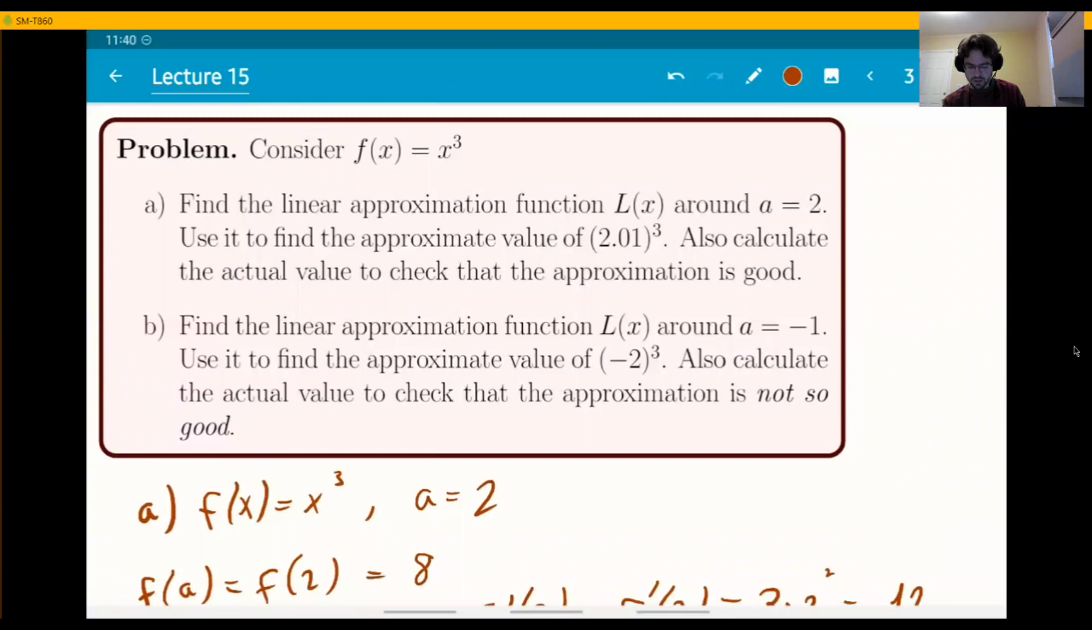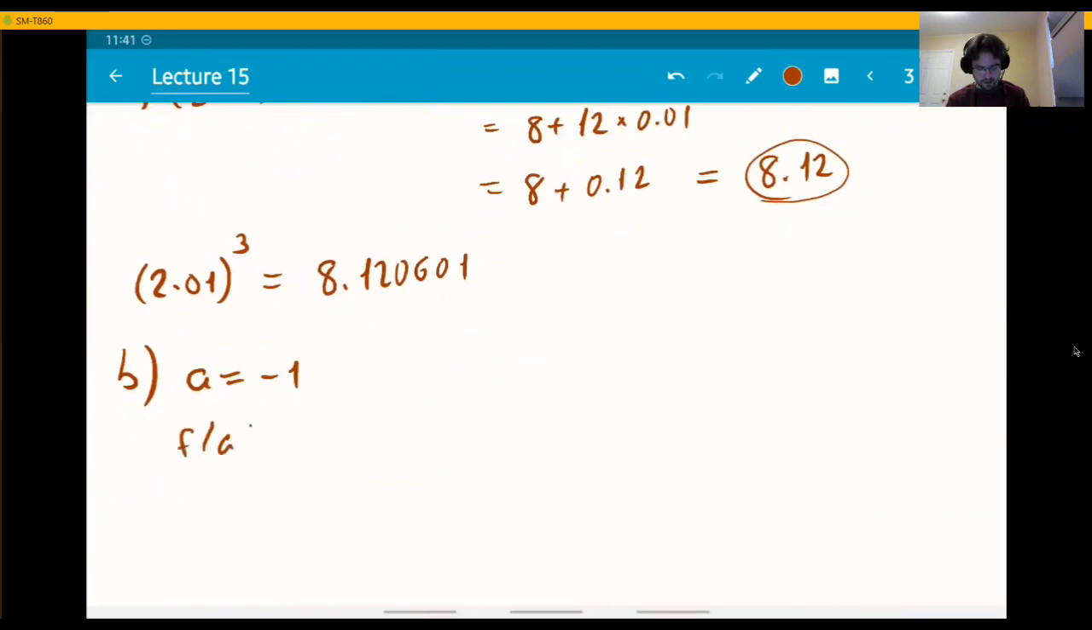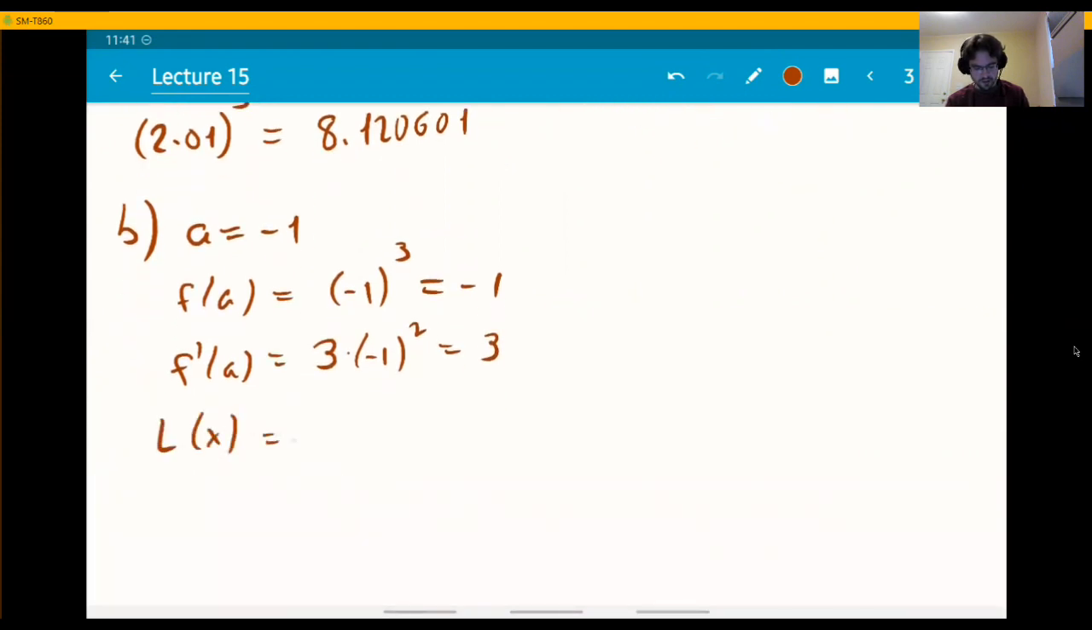So a is going to be -1 now. So once again, we need to find all the parameters here. f of a. f was the cube function, so that's also -1. And f prime of a, that was the 3 times x squared function. So that's 3 in this case. The linear approximation function is then f of a plus f prime of a times x minus a. a is -1 now.